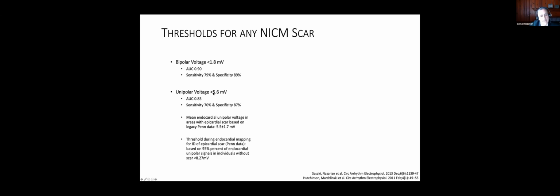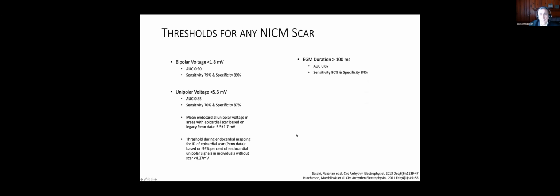Now, if we look at our data, what thresholds would work well for identification of non-ischemic cardiomyopathy scar? Bipolar voltage less than 1.8 would work really well. Unipolar voltage less than 5.6. And let me take a moment to talk about this because when I first came to Penn, Frank pulled me aside and said, 5.6 doesn't work so well. And so I went and looked at the data, and the mean endocardial unipolar voltage in areas with epicardial scar based on the Penn data is 5.5 plus or minus 1.7. Actually, that fits our cutoff pretty well, but this was the threshold that Frank and his team picked because 95% of endocardial unipolar signals in individuals without scar were less than 8.27 millivolts. So that cutoff does work.